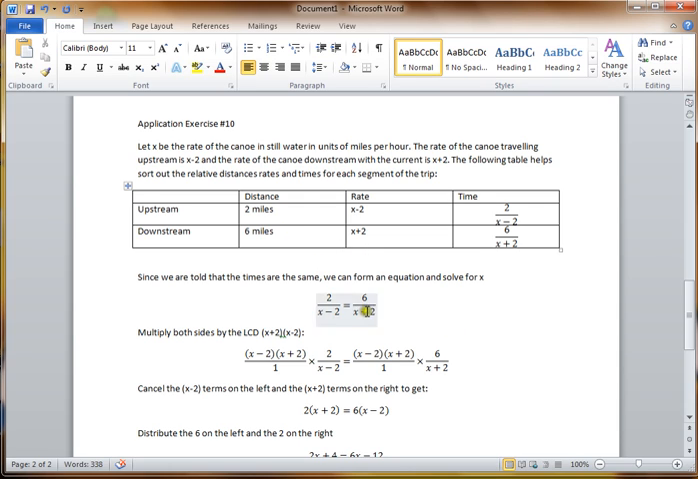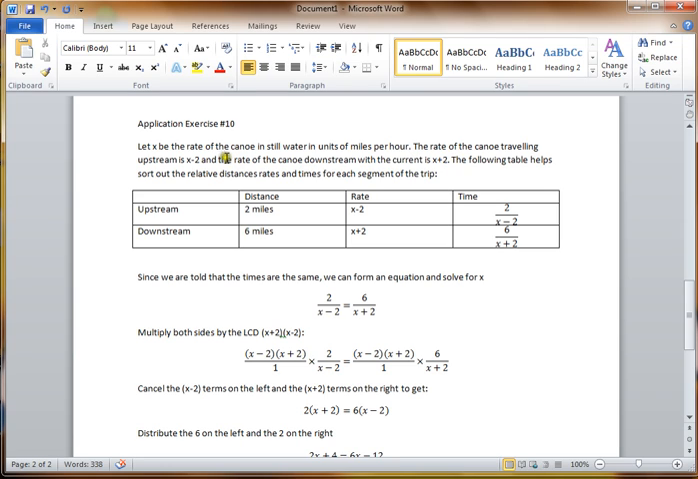There's many different variants of these kinds of distance, rate, and time problems. What I didn't put over here is that time is always distance divided by rate, or distance is always rate times time. So I take the information that's given to me in the problem. I define my variable again. The unknown is the rate of the canoe in still water.